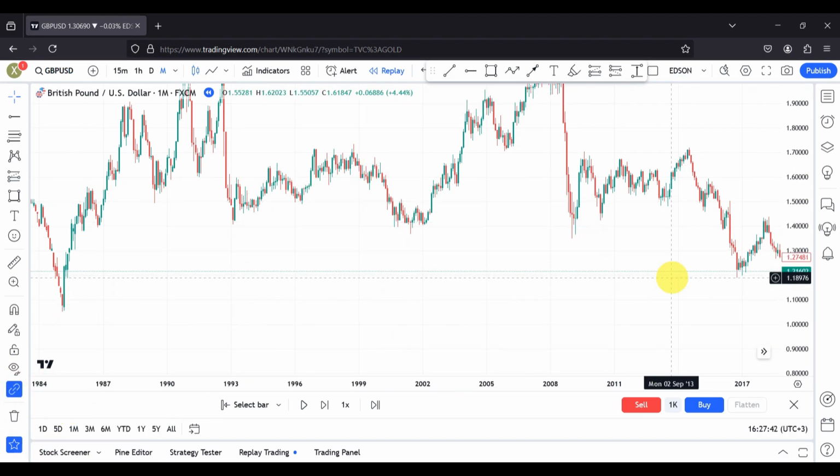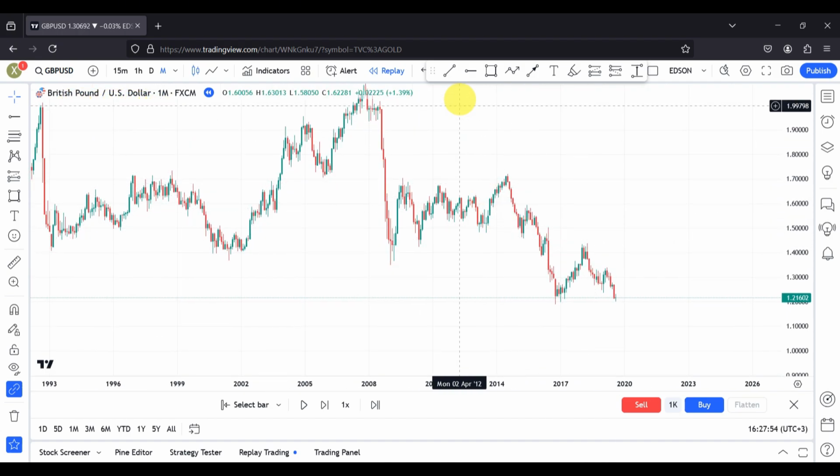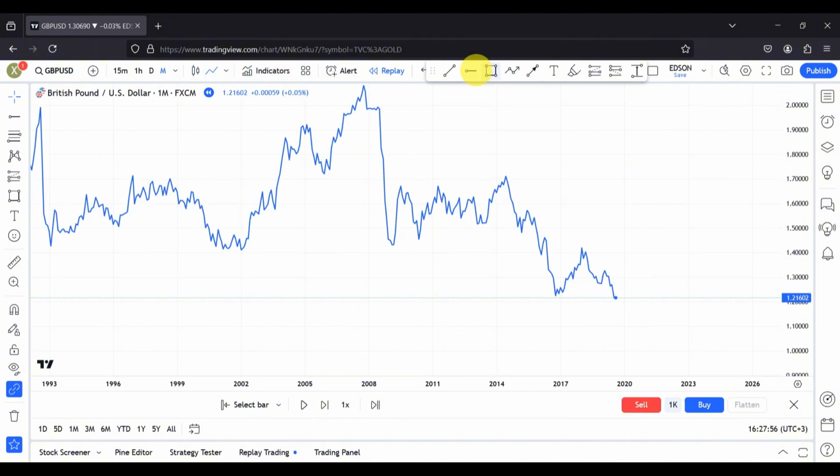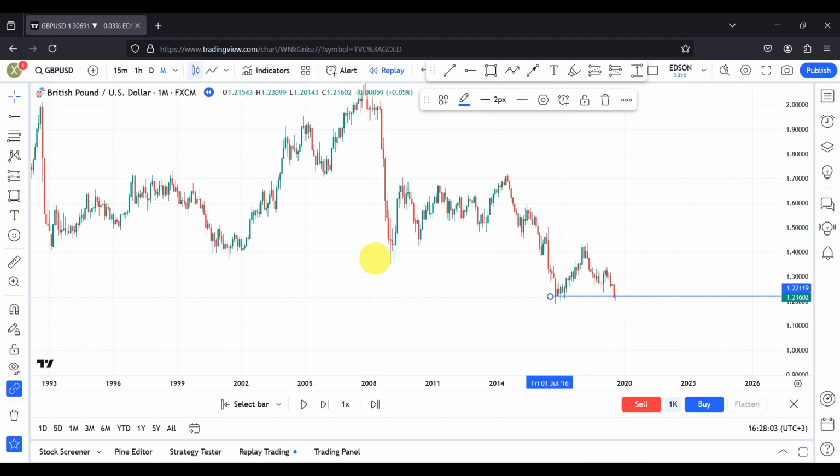Now, after knowing this simple knowledge that we have discussed, we go to the monthly time frame of this pair. For this case it is British pound versus US dollar. We can see right here, on the monthly time frame and on the line graph, the market just closed below this zone to form a new low.